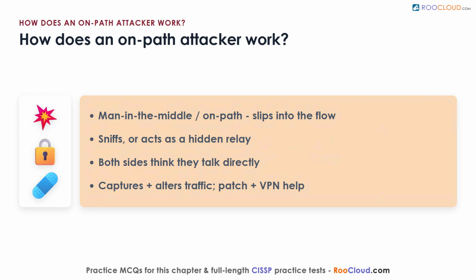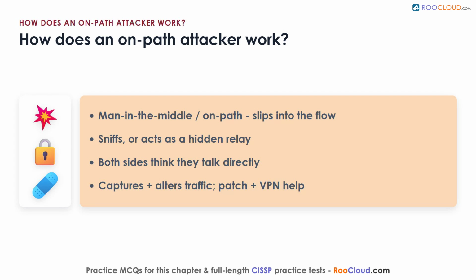In a man-in-the-middle attack, also called an on-path attack, the attacker slips into the flow between two endpoints. In one form, they simply sniff the traffic. In the more powerful form, they act as a hidden relay. So the client and server each believe they are talking directly, while the attacker captures and even alters everything in between. This takes real skill, since the attacker must impersonate the server to the client and the client to the server at the same time.